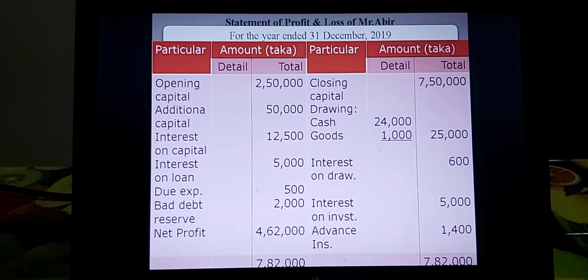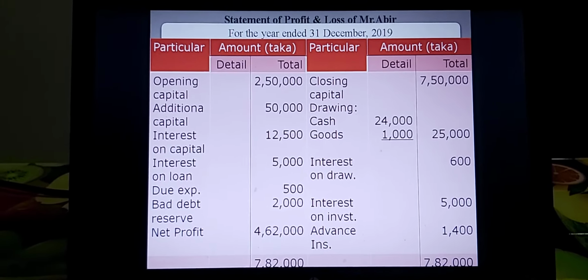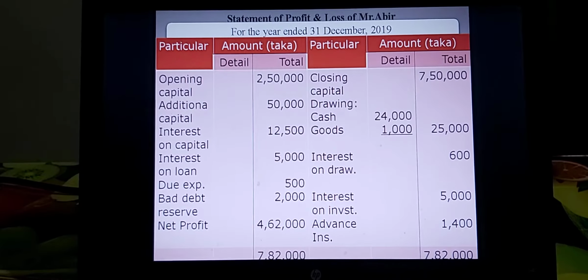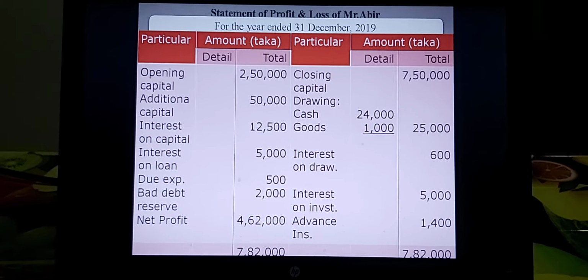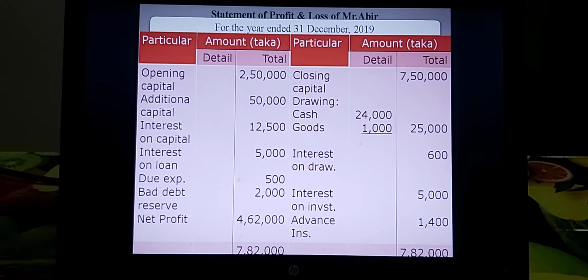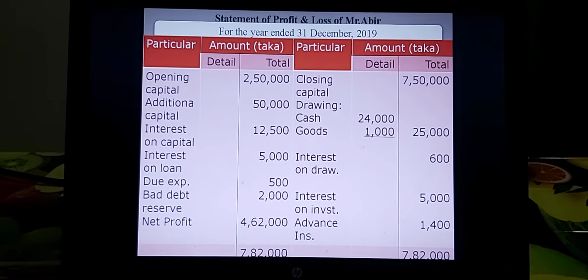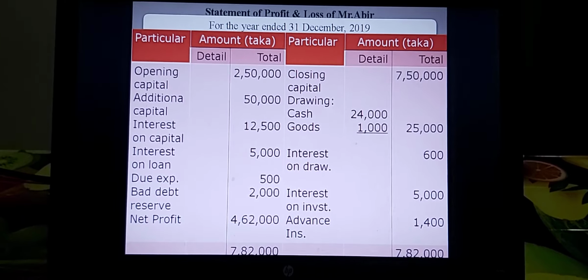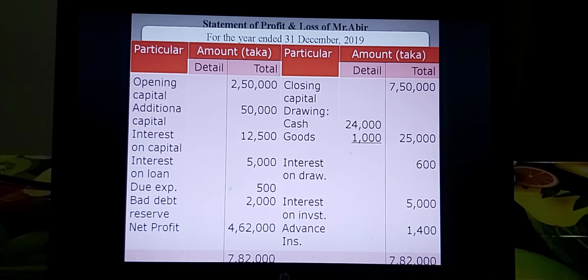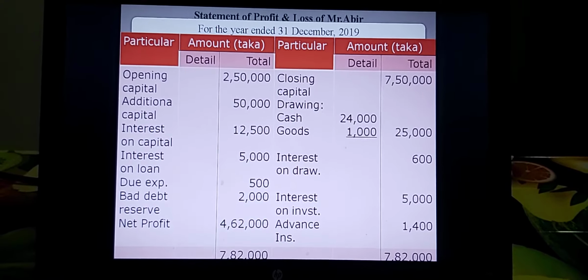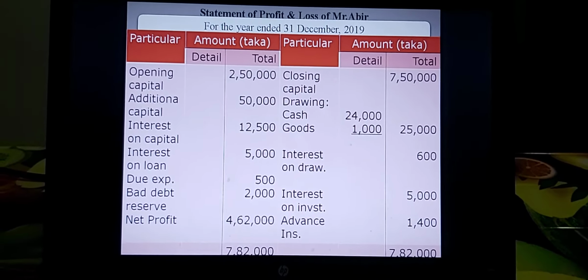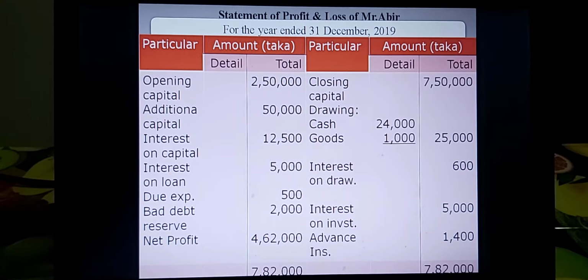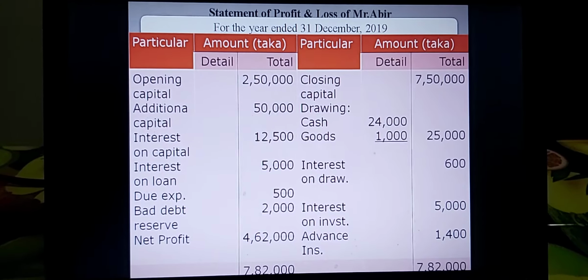And you can go to the left side, that is the amount of interest on capital, that is 5%. You have to know that interest on capital is always to be charged on opening capital and additional capital, but no date is available for additional capital. So at this moment you have to charge interest on capital only on opening capital, that is 2,50,000 into 5%. That is the amount of taka 12,500.